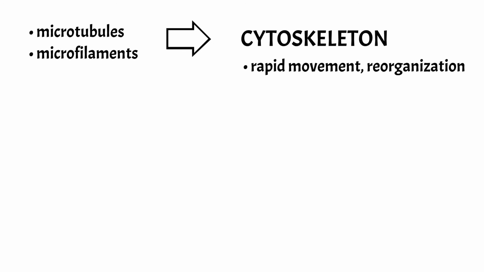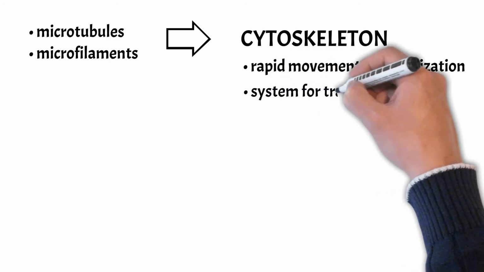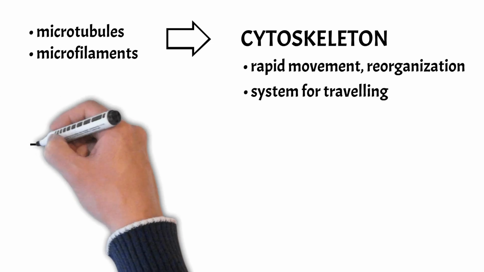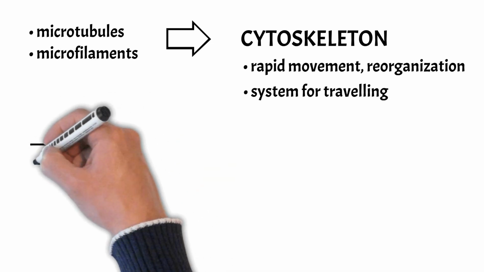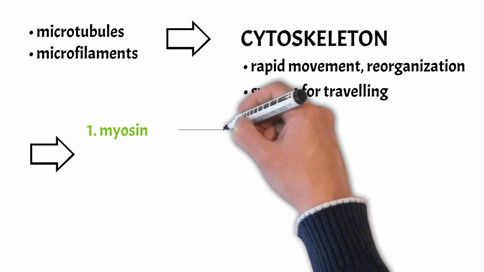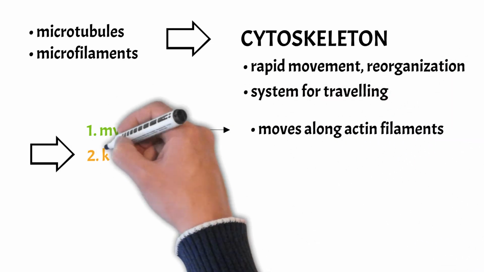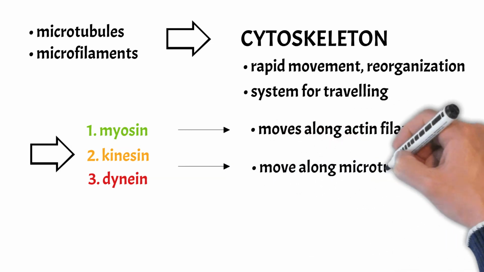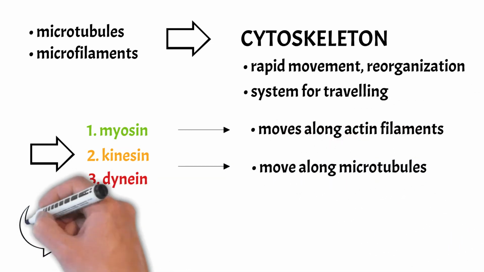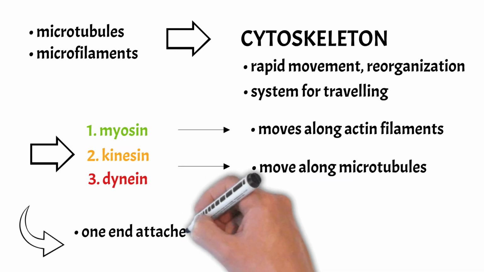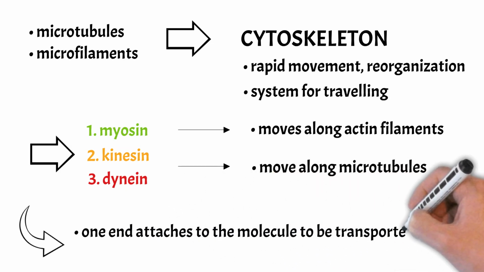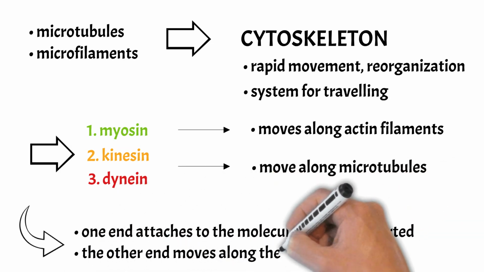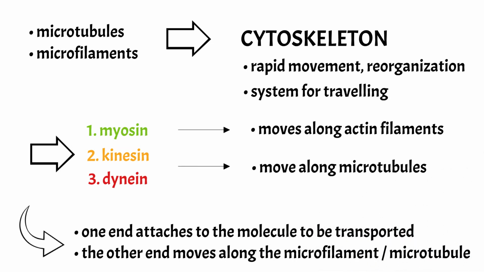One of the functions of the cytoskeleton is to provide a system that different organelles and molecules can use to travel. There are three main proteins responsible for this function: myosin, which moves along actin filaments, and kinesin and dynein, which move along the microtubules. The way this works is that one end of the protein attaches to the molecule that is to be transported, and the other end moves along the microfilament or microtubule.